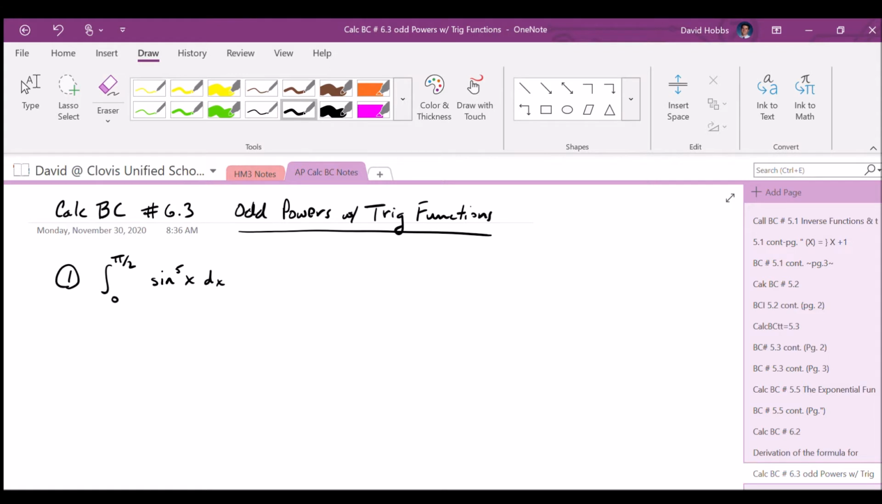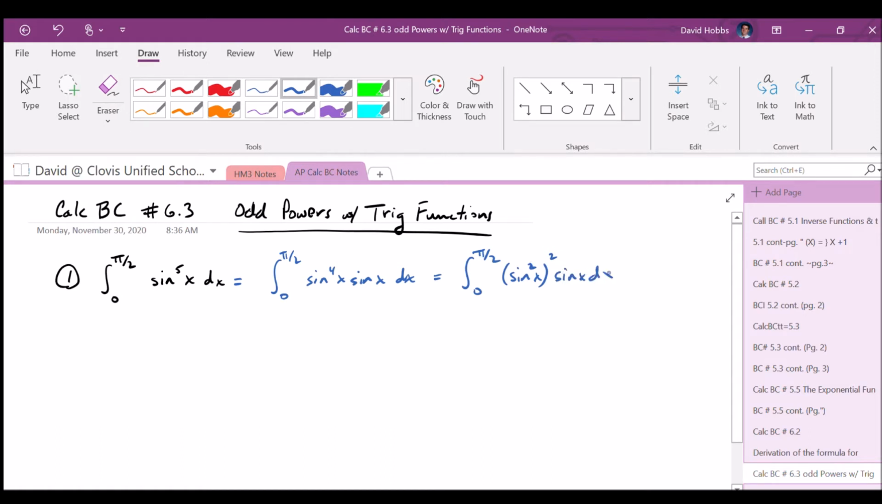we're going to peel off one of those sine x's. And so we have sine to the fourth times sine to the first. And then what we're going to do is get the one that's to an even power into squared form. So sine squared, of course, that means we'd have to raise it to the second power so that it's overall sine to the fourth times sine x dx.